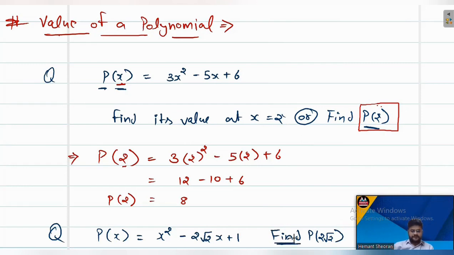Wait, just a second, sir. I'm just noting down the question at the top. Okay. While you note down, just check what we did. We just replaced wherever the x was, we replaced it with 2. The same way you just have to replace the x with 2 root 2 in this case, okay?